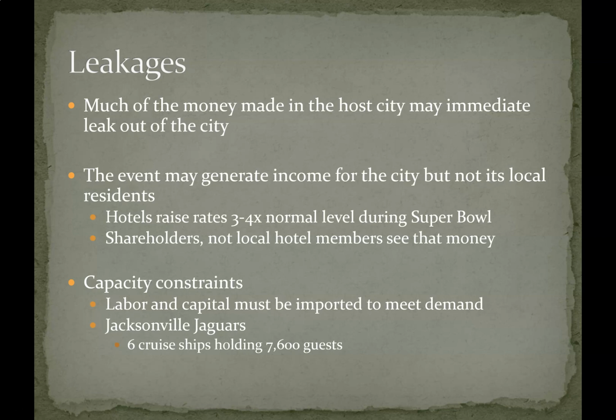And then the last one is leakage. The money that's made may not stay in the city. For instance, hotels raise their rates 3 to 4 times higher during the Super Bowl, and most of that money doesn't stay in the local government or local city. It goes to shareholders. When Jacksonville hosted the Super Bowl, they brought in cruise ships to hold extra guests. That money's not going into the local economy; it's going to those cruise ships.